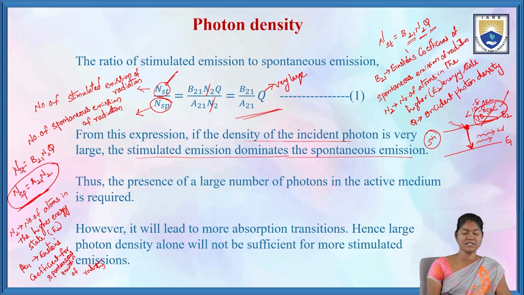Thus, the presence of a large number of photons in the active medium is required. However, it will lead to more absorption transitions, so the atoms absorb more to get transitions. A large photon density alone will not be sufficient for more stimulated emissions here.